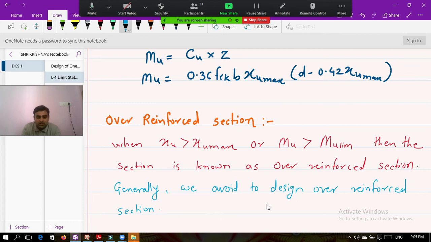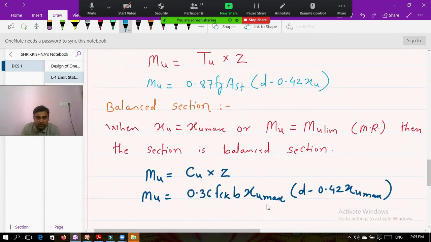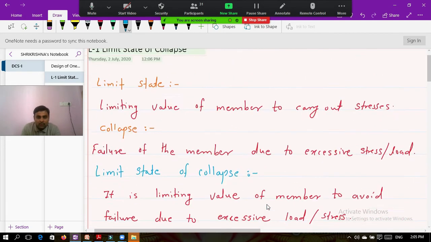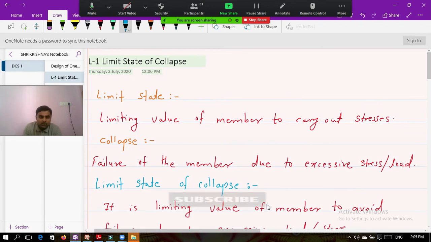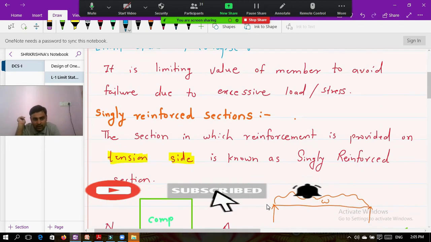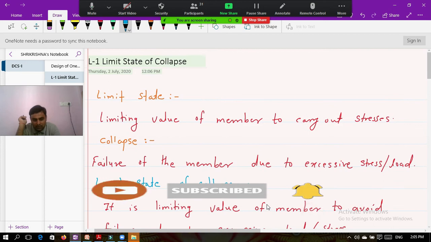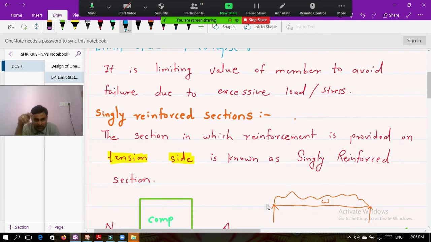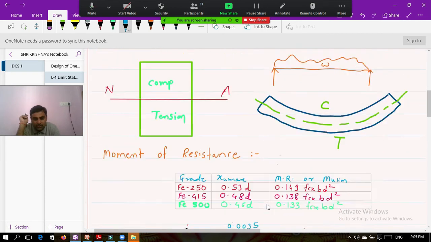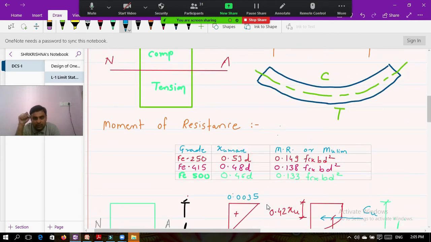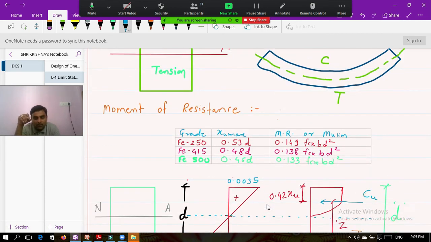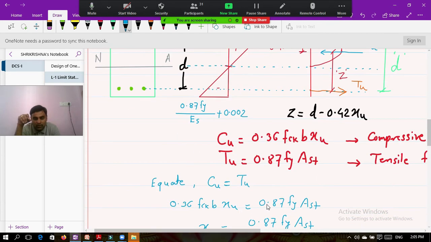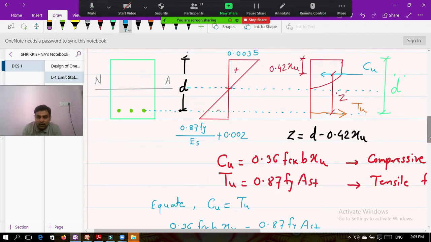Now this is the introduction which is needed for this chapter. Now we will see the numericals. So we have seen limit state, we have seen collapse, then limit state of collapse, what is the meaning, then after that singly reinforced section. What is the singly reinforced section? Then this table we have also seen in the IS code, and this is the important diagram which we have seen.